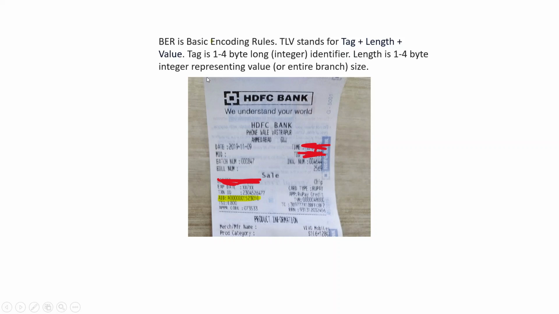In the earlier slide, I had discussed the format in which the data is stored in the EMV chip, which is BER format. BER stands for Basic Encoding Rules, and TLV stands for Tag, Length and Value. Tag is a 1 to 4 byte long integer, and length is a 1 to 4 byte integer representing the value or branch size. We will discuss this TLV format, how the data is stored and what data is stored, in the subsequent slides.